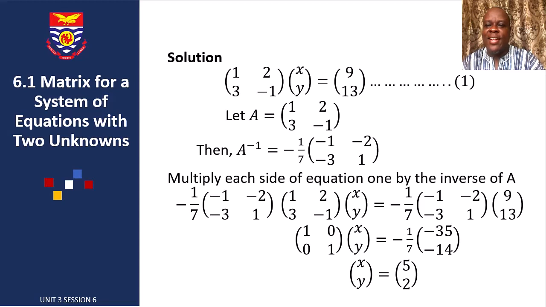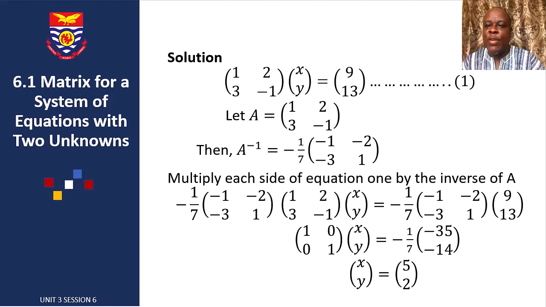Then we let the matrix that we have formed be represented by a letter. So let's use letter A to be equal to 1, 2, 3, negative 1. Then we will find the inverse of the matrix. We have gone through the procedure for finding the inverse of a matrix already. So this will provide the answer, which is negative 1 over 7 into bracket negative 1, negative 2, negative 3, 1.